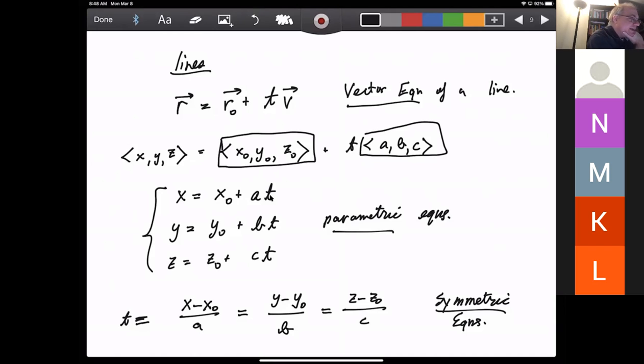Okay, and that same information shows up in your symmetric equations. So the direction vector components show up on the bottoms of these fractions in the symmetric equations. The information about a point that you know on the line, a base point on the line, shows up on the top of the fractions in the symmetric equations.